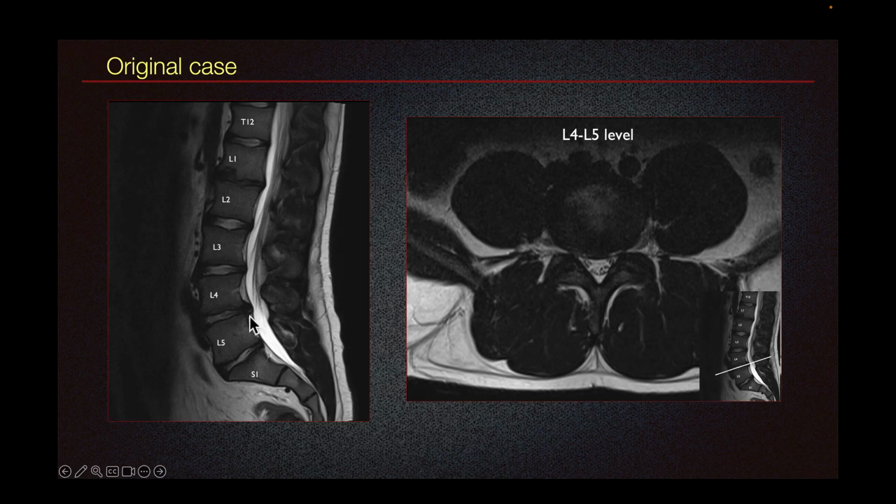Here the disc has focally herniated out at the L4-L5 level. And when you compare the neck to the apex, the neck looks slightly wider than the apex. So we're going to call this a disc protrusion. This case of disc protrusion is easier to see on the sagittal than it is on the axial view. So we have a case of a disc protrusion at the L4-L5 level.